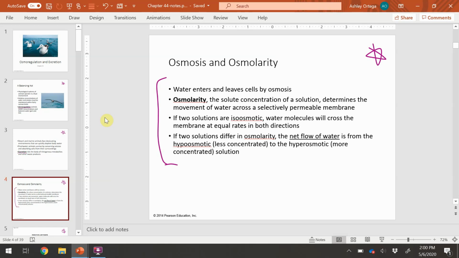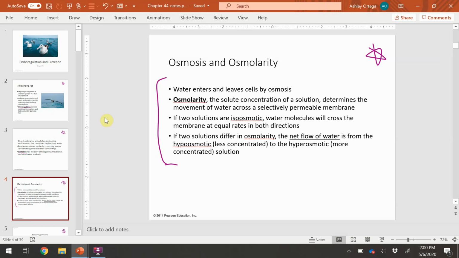In terms of osmosis, there are different types of environments. The first one is an isoosmotic environment. That's where water molecules are going to move across that membrane at equal rates in both directions. They have the same amount of water and the same amount of solute concentrations, and so it's going to move at equal rates in both directions.